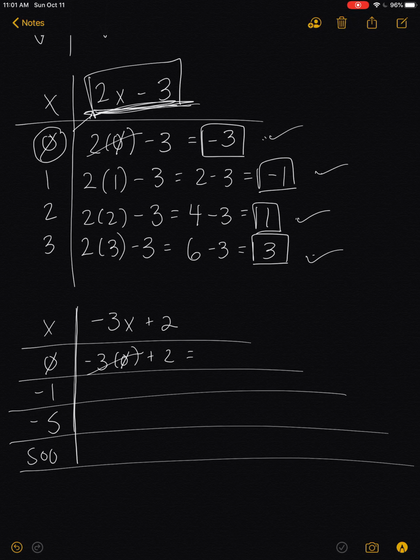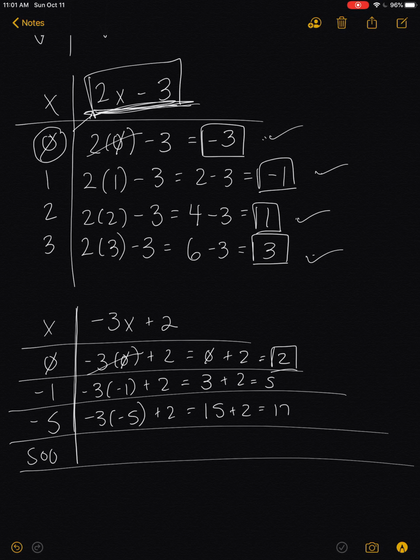and substitute. Right, so 3 times 0 is 0. 0 plus 2 is 2. Okay, so that's the first one. Negative 3 times negative 1 is going to be positive 3, right? Plus 2, we get 5. Negative 3 times negative 5 is positive 15. Plus 2, so we get 17.